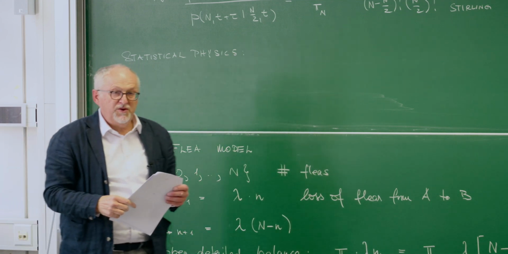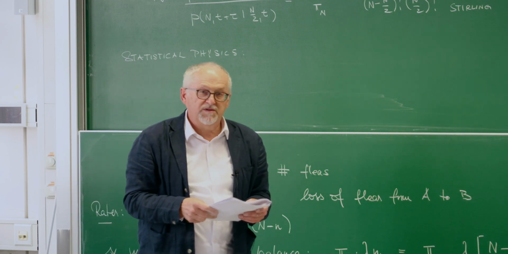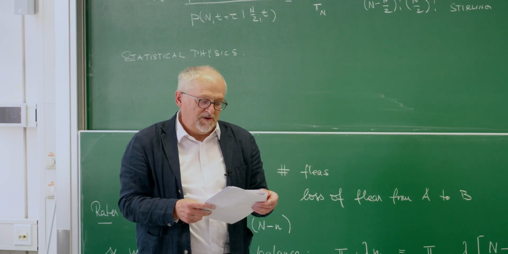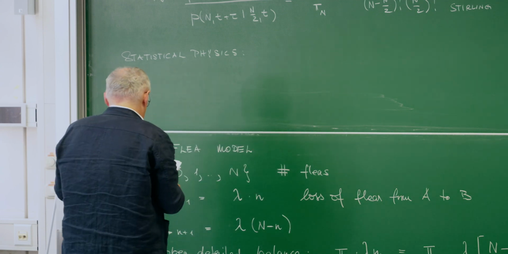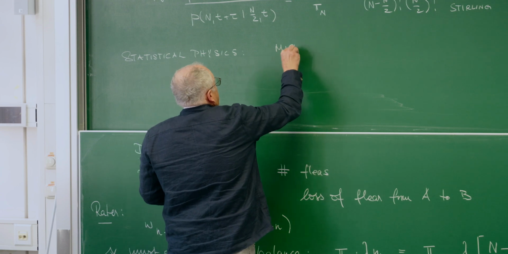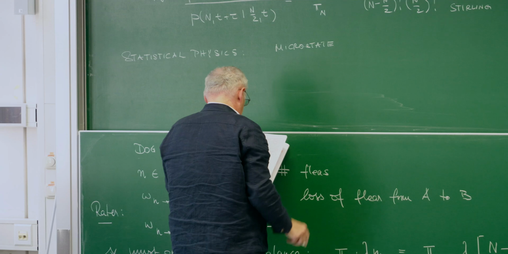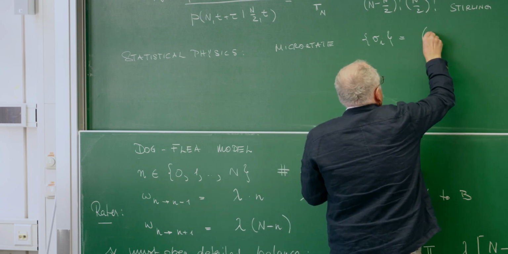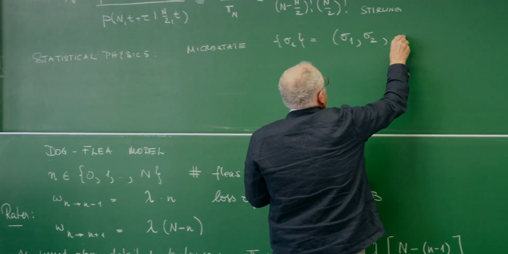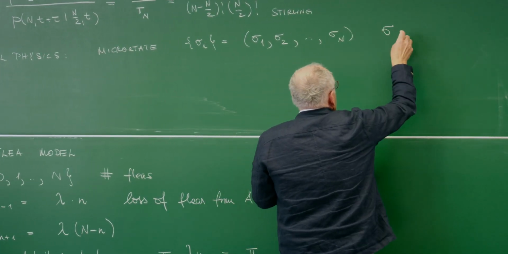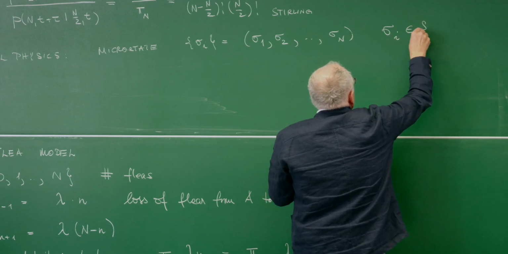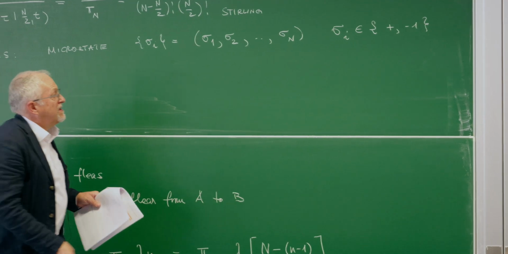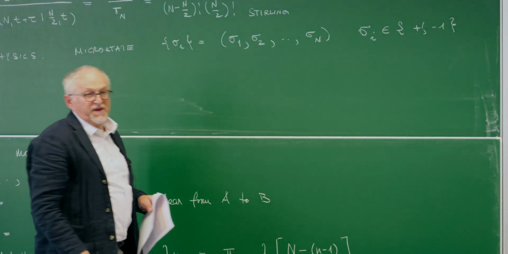Okay. So how would you argue there? You would say there is a certain number of microstates, meaning which of the fleas is on which dog in detail, and there's a certain number of macrostates. So let's specify that. You have a microstate, and there I would say this is all the sigma i's, which means now is flea 1, 2, up to n on Alice or Bob. So sigma i is an element of plus and minus 1. And plus and minus 1 simply means that the flea is on A or on B.